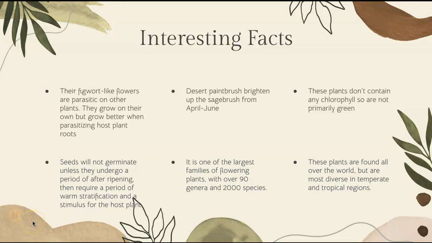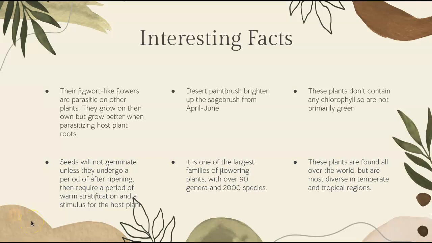Our next interesting fact is about the desert paintbrush. It's able to brighten up sagebrush anywhere between April and June because it adds a little bit of reddish, orangey, yellow color into the sagebrush, making it a little bit more noticeable. And it's more prominent in April through June because that's when it starts sprouting its colors.